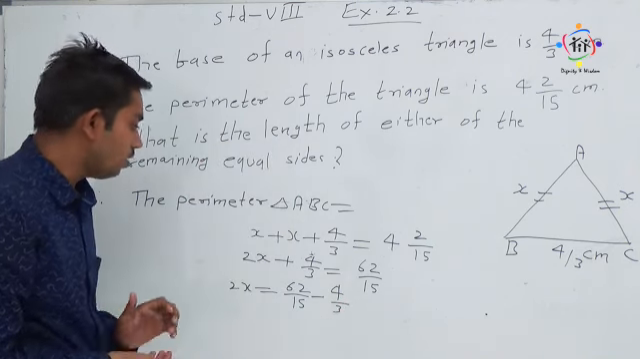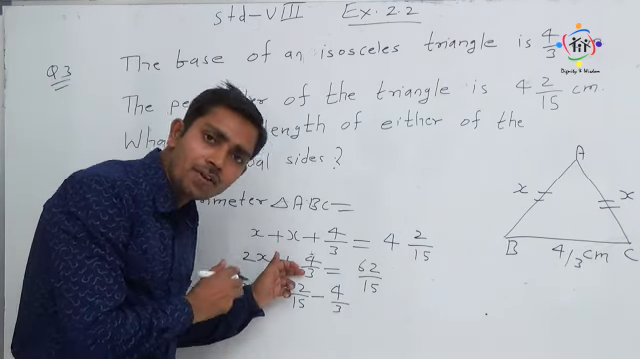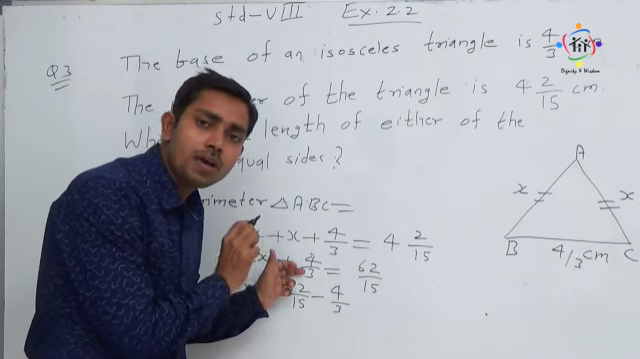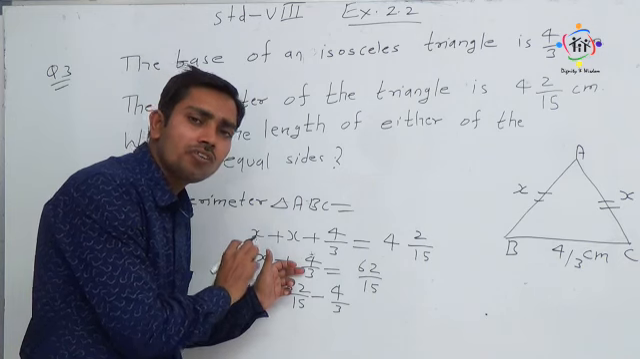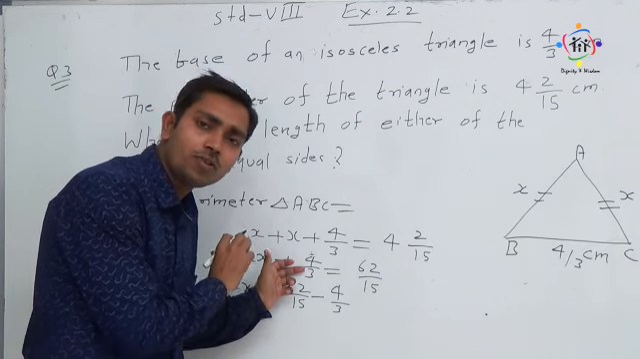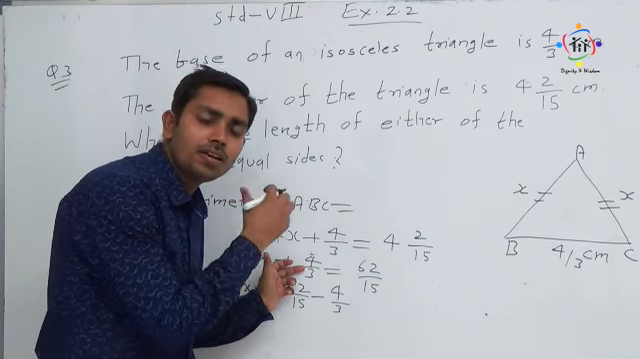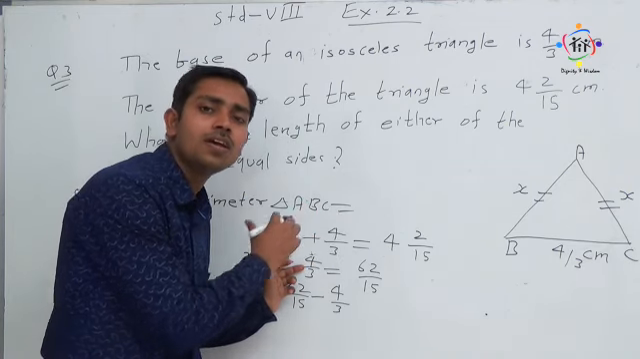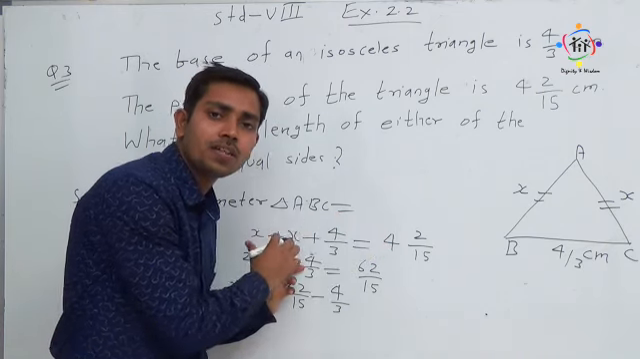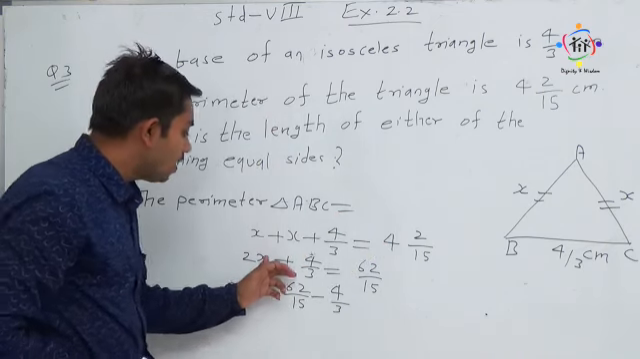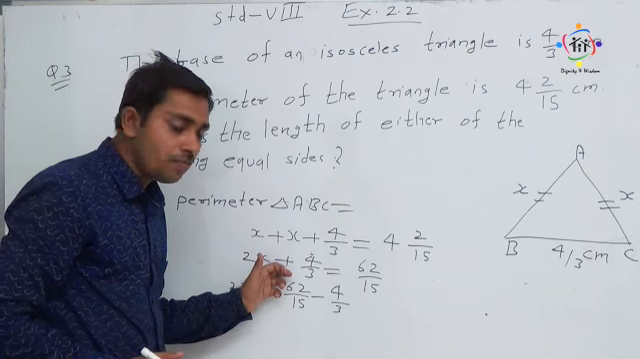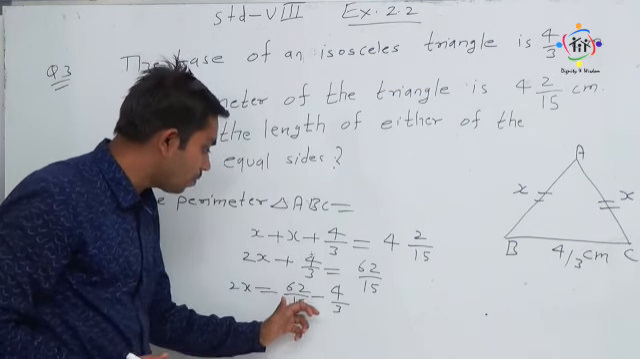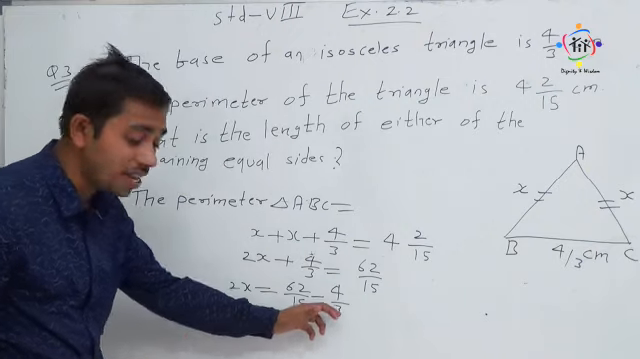Notice it, my dear students, here there is a plus sign on the left side. When it goes to the right side, it becomes a minus sign. Notice that whenever we take a constant from one side to the other side, its sign changes. If it is plus, when it goes to the other side it becomes minus. If it is minus, it becomes plus. If it is division, it becomes multiplication. If multiplication, it becomes division. So here it is plus; when it goes to the right side it becomes minus. So 62 upon 15 minus 4 by 3.